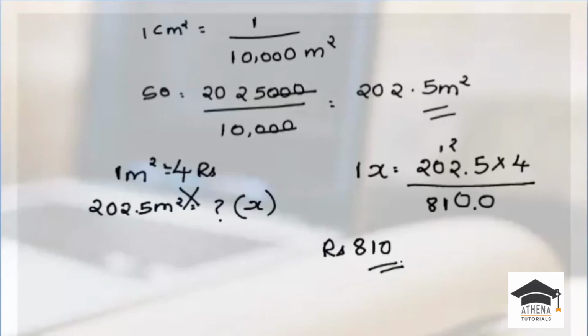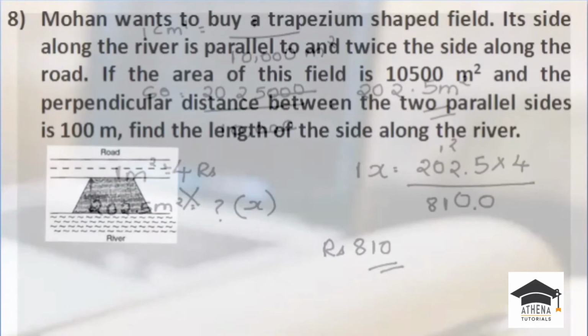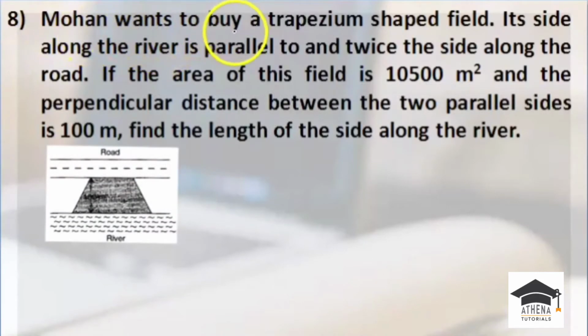Now let's look into the 8th problem. Mohan wants to buy a trapezium-shaped field. Its side along the river is parallel to and twice the side along the road. If the area of this field is 10,500 meters square and the perpendicular distance between the two parallel sides is 100 meter, find the length of the side along the river.